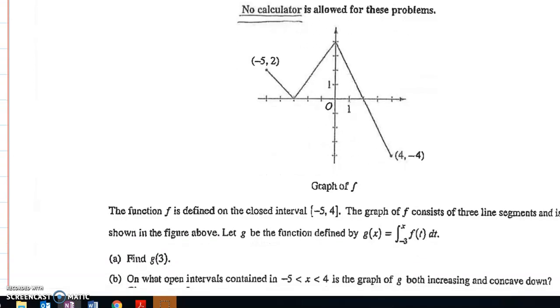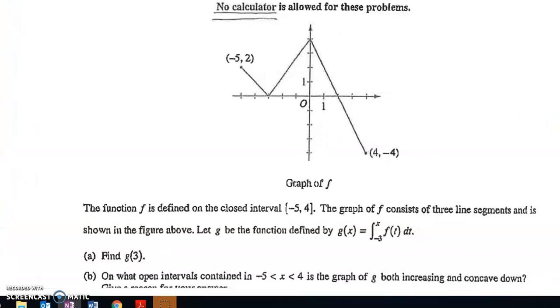Here we have a function f and it's defined on the closed interval from -5 to 4. The graph of f consists of 3 line segments and is shown in the figure above. Let g be the function defined by g of x equal to the integral from -3 to x of f of t dt.